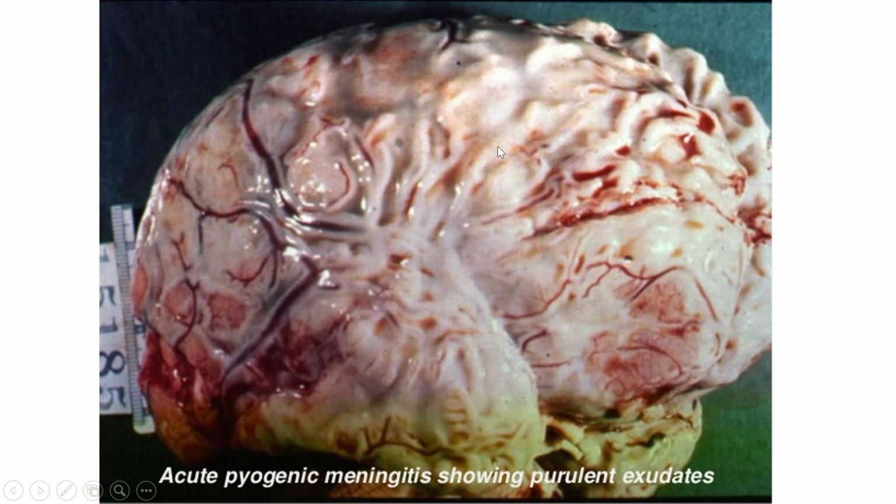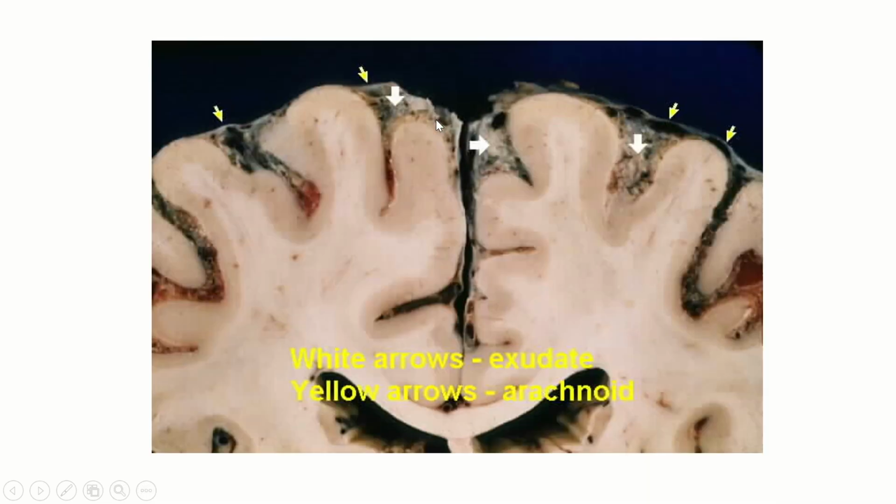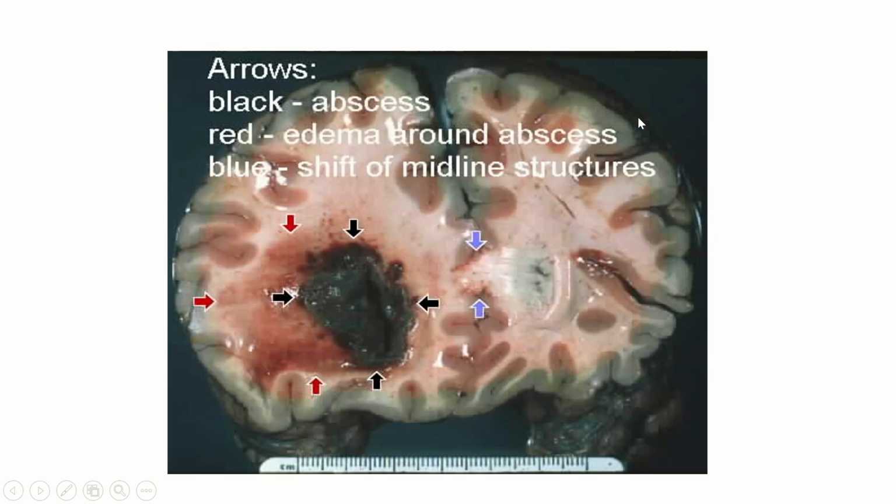Again, in another case you can see purulent, pus-like material in the subarachnoid space. You are not able to make out any sulci or gyri here. This is the cut surface. These are all the sulci, which are filled with purulent, necrotic or exudative material, and this is your arachnoid membrane. This is your subarachnoid space, in which you can see some necrotic material.